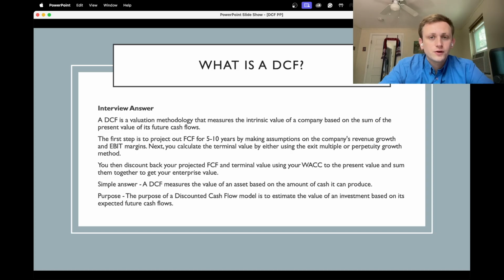Now the simple answer is that a DCF measures the value of an asset based on the amount of cash it can produce. And the purpose of a DCF model is to estimate the value of an investment based on its expected future cash flows.